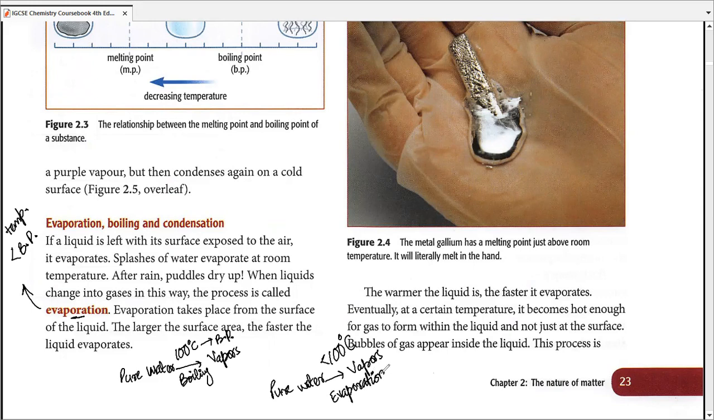So water converting into vapors at 99 or 90 or 80 or 75 or 50 or 40 or 25, any temperatures like those would be evaporation. So boiling occurs specifically at the boiling point, and at any temperature lower than the boiling point, if a liquid converts into vapors, it would be considered evaporation. Do you understand the difference? Yes, sir. So boiling only occurs at the boiling point.